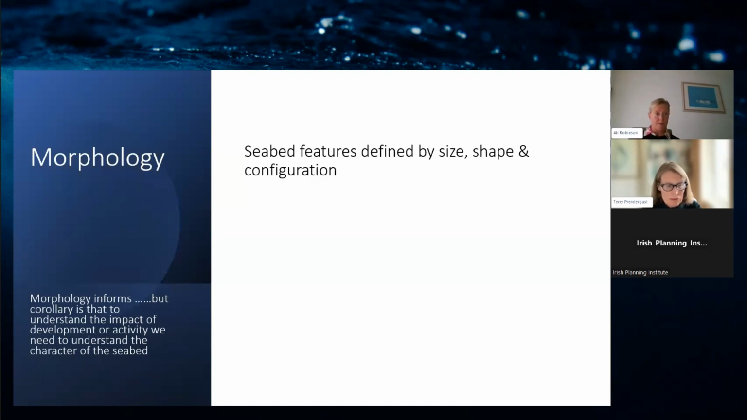It informs sectorial activities. Not only does morphology inform sectorial activities, there is an obligation on the planning community and as planning practitioners to understand the impact of sectorial activities on the seabed. And seafloor integrity is a part of the National Marine Planning Framework and the MSFD directive to ensure that seafloor integrity is not impacted.